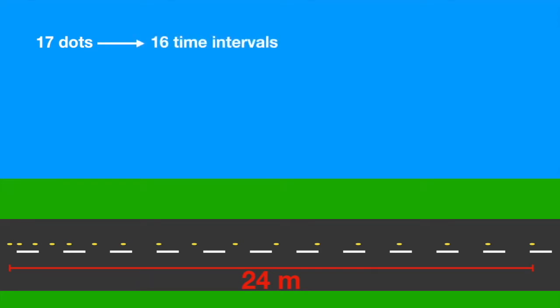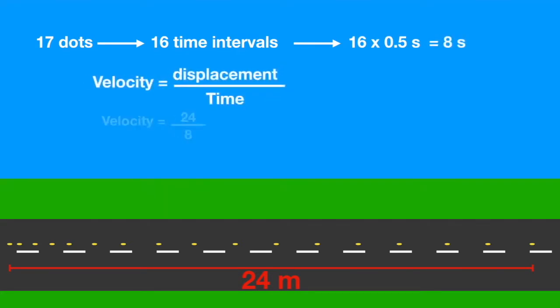And the answer is yes, of course we can. If we measure the total distance that he's traveled, from his first to his last dot, we can say there are 17 dots, and that means there are 16 intervals between them. If we know exactly how long each drip takes, say 5 seconds, then it's 16 times 5 seconds, so it took a total of 80 seconds. Using our formula, he did 24 meters in 8 seconds, which gives us 3 meters per second on average, of course.